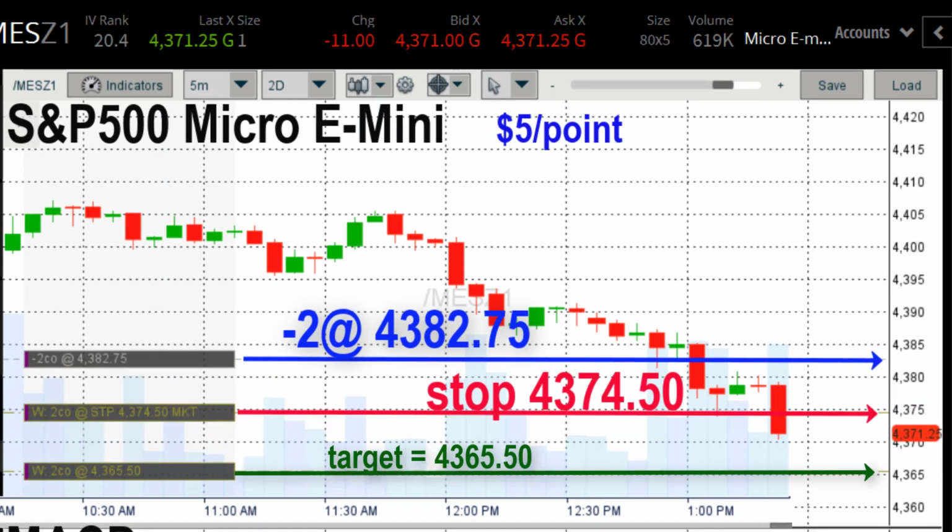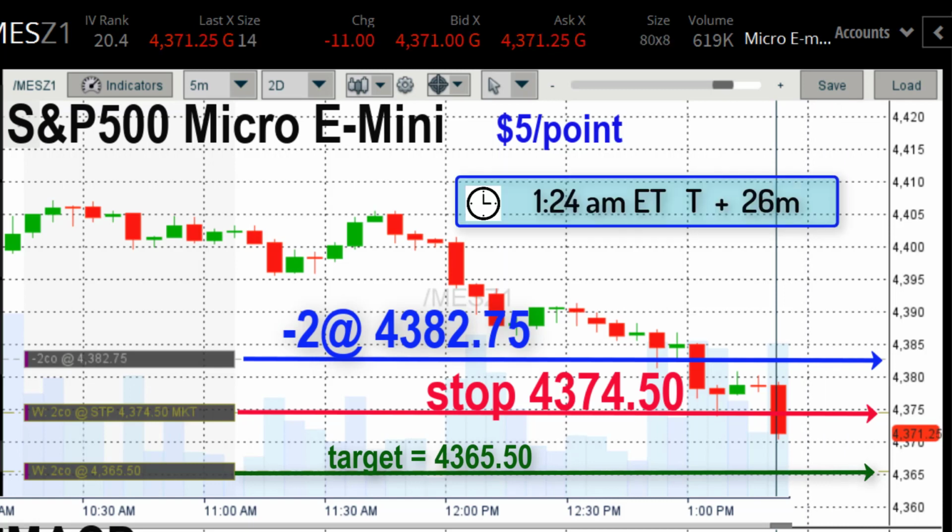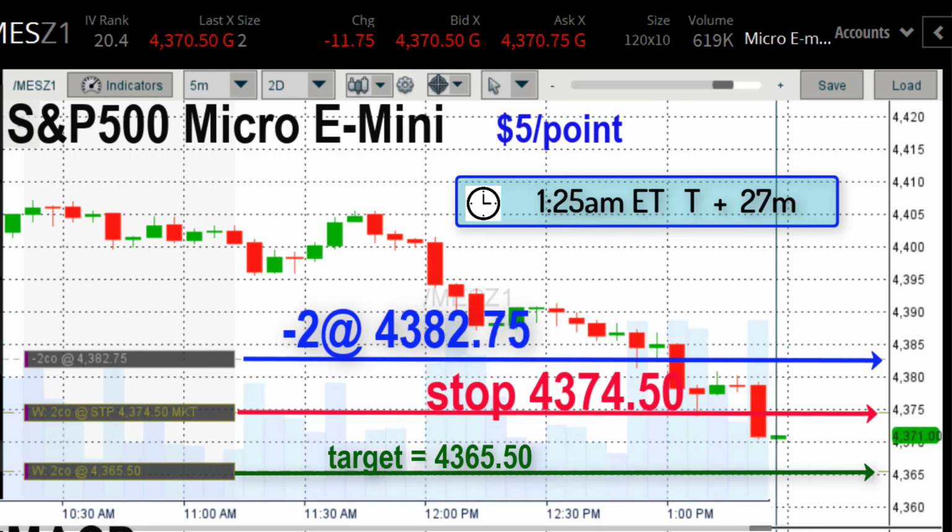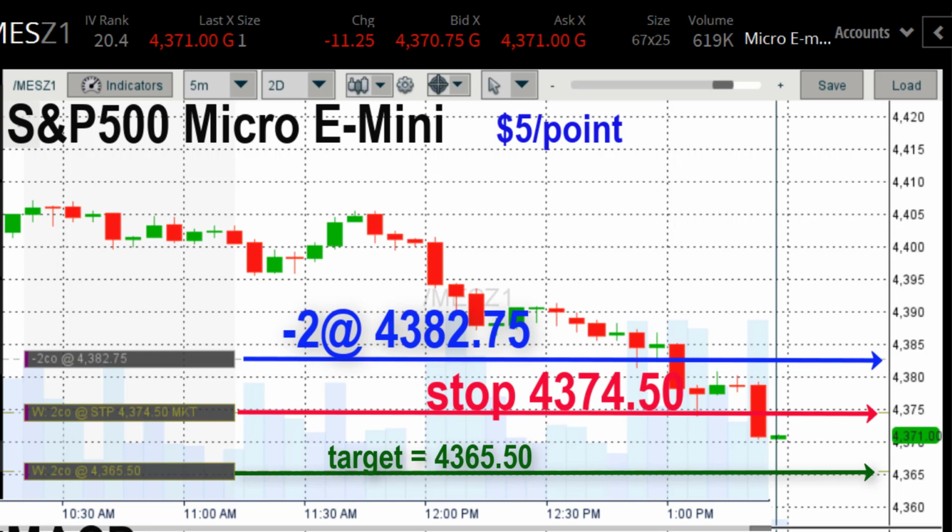I just moved my stop down now to 43.74.5. You know, I did the math, and that means the worst case scenario on this trade now is I'm going to make $82.50. And so as this thing goes down, I'm going to get a little more aggressive now and run my stop much closer, because you never know.